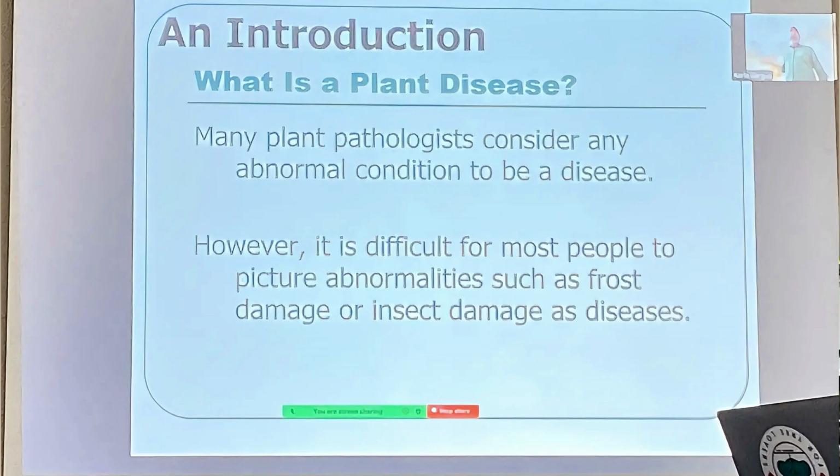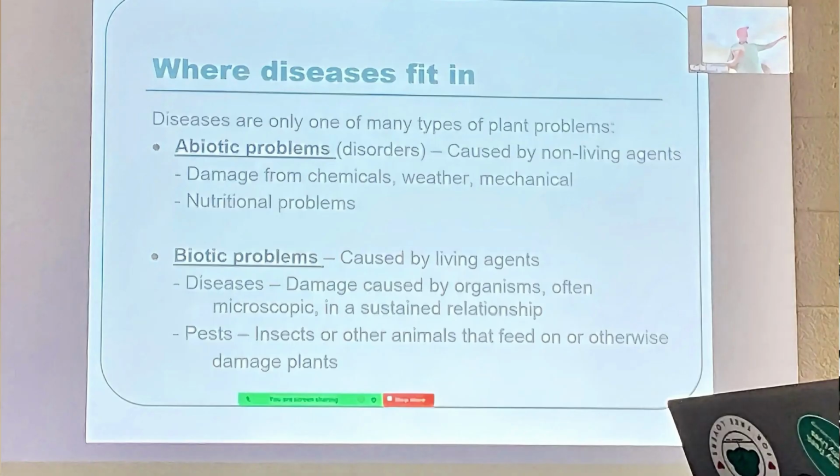An introduction: what is a plant disease? Many plant pathologists consider any abnormal condition to be a disease. However, it is difficult for most people to picture abnormalities such as frost damage or insect damage as diseases. Where diseases fit in. Diseases are only one of many types of plant problems. Abiotic problems, or disorders, caused by non-living agents: damage from chemicals, weather, mechanical, nutritional problems. And then you have biotic problems, caused by living agents like diseases, damage caused by organisms, often microscopic and in a sustained relationship. Pests, insects, or other animals that feed on or otherwise damage plants.